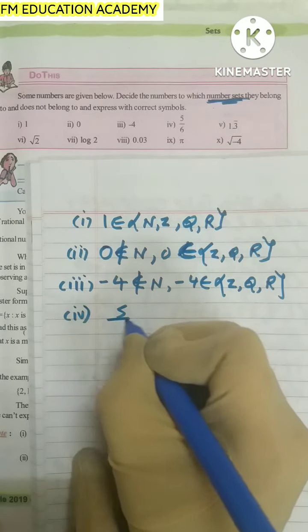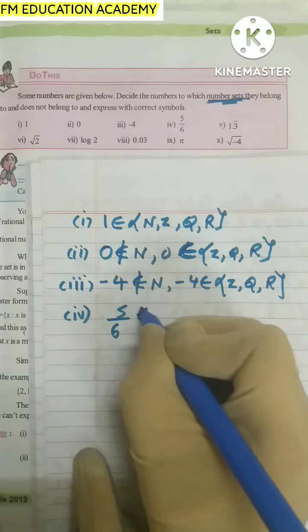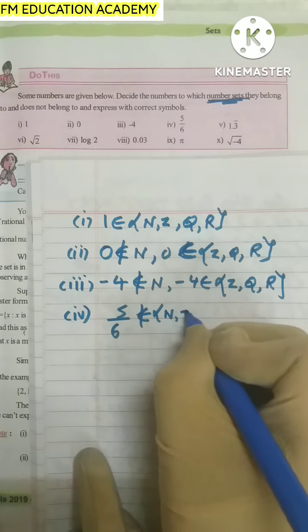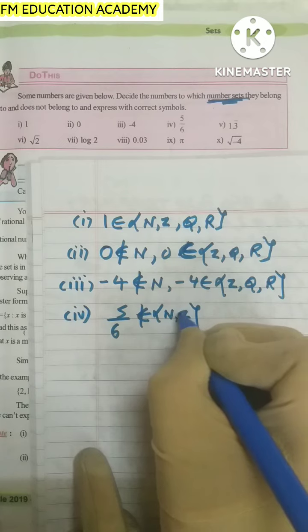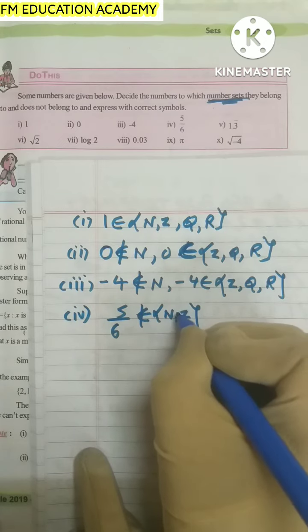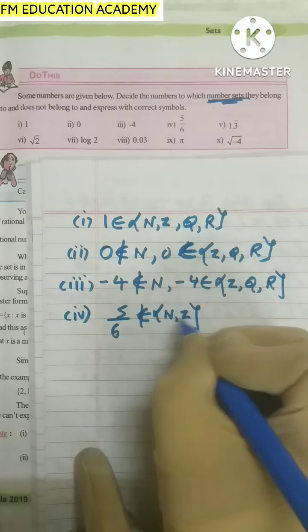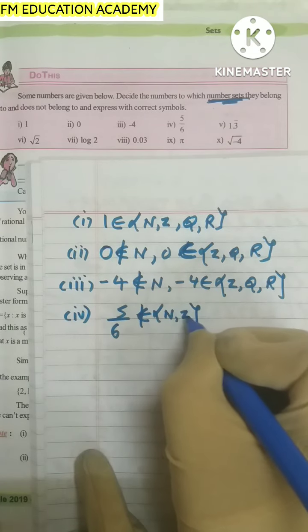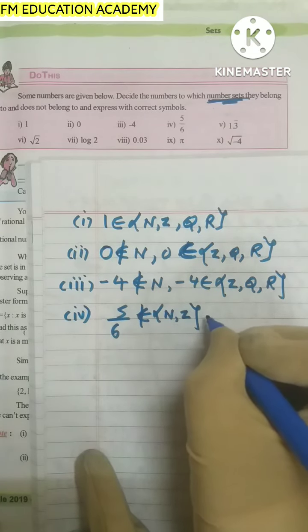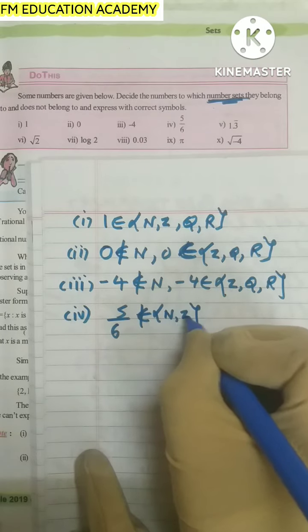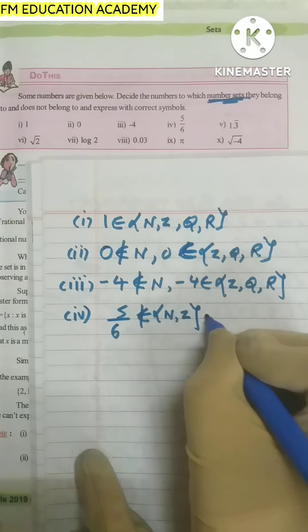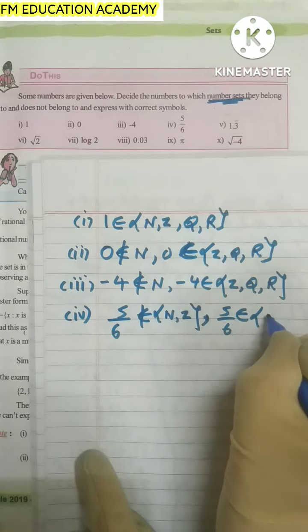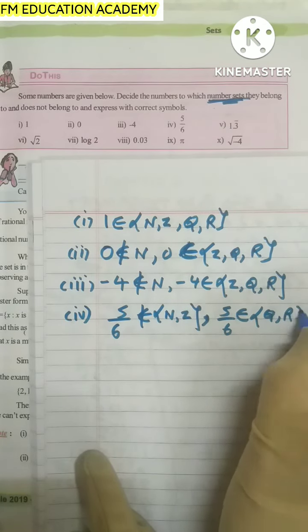Now 5 by 6. We know 5 by 6 does not belong to natural numbers, and 5 by 6 does not belong to integers also, because in integers we only have numbers which are not fractions. 5 by 6 is a fraction, which means it is a rational number and a real number, but it is not an integer. So 5 by 6 does not belong to natural numbers and integers, but it belongs to rational numbers and real numbers.